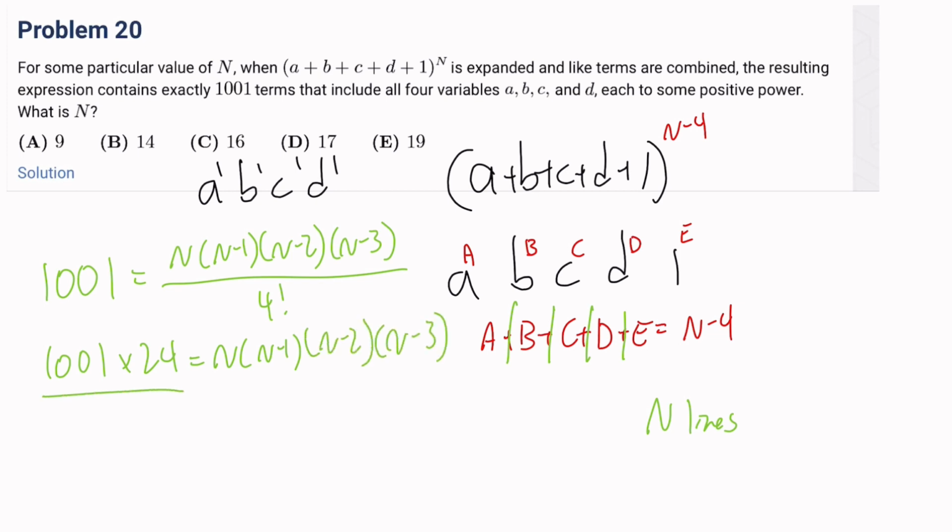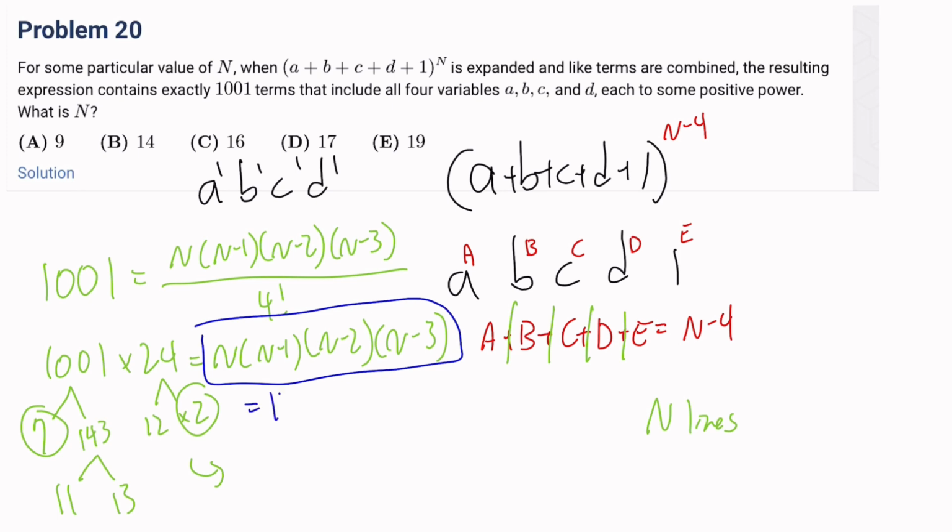And we know that 1001 times 24, let's try to dissect this. 24 is 12 times 2, and 1001 is 7 times 143, and 143 is 11 times 13, right? And so if we put the 7 and 2 together, we get 14. So this equals 14 times 13 times 12 times 11. And so now we know that n minus 3 is 11, n minus 2 is 12, n minus 1 is 13, and n equals 14. So what is n? n is 14.